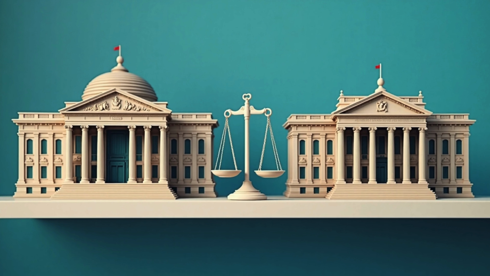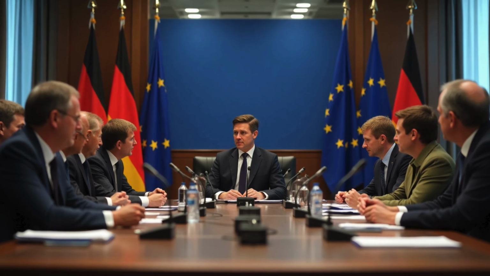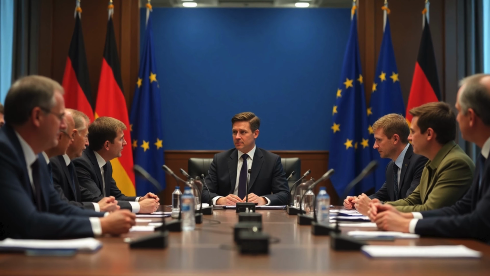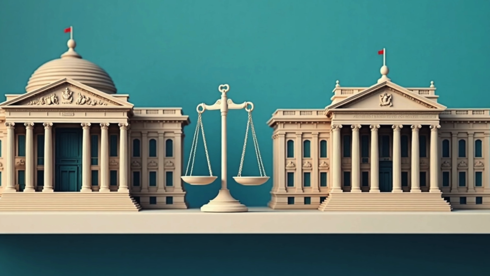Germany is a federal republic with 16 states. Power is shared between the national government and the states. The states handle local matters, like education and policing, while the national government controls areas such as defense and foreign policy. This system helps balance local independence with national unity.